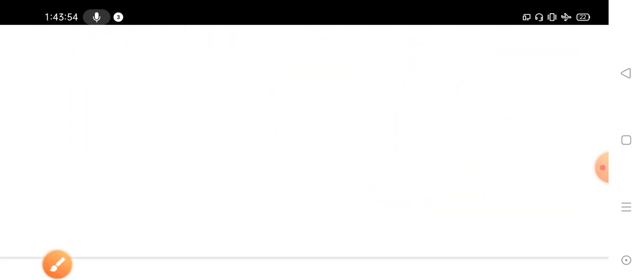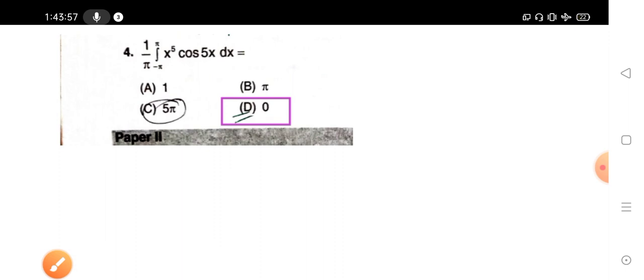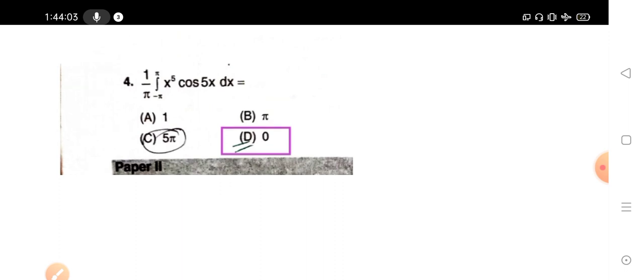Next question: 1 upon pi, integration from minus pi to pi of x raised to 5 cos 5x dx equals 0. This is for your homework.